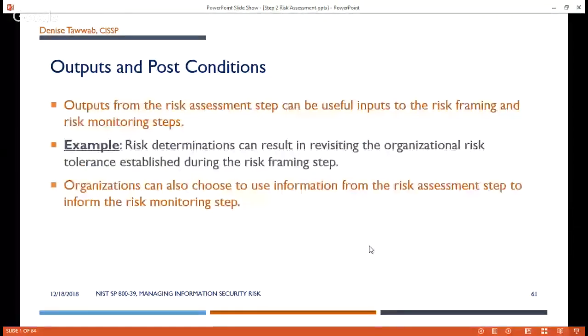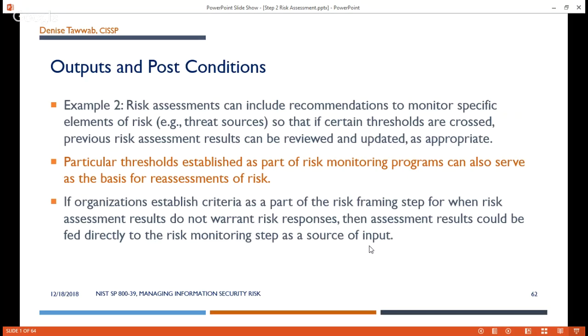Outputs from the risk assessment step can be useful inputs to the risk framing and to the risk monitoring steps. For example, risk determinations can result in revisiting the organization's risk tolerance established during the risk framing step. Organizations can also choose to use information from the risk assessment step to inform the risk monitoring step. For example, risk assessments can include recommendations to monitor specific elements of risk, for example, threat sources, so that if certain thresholds are crossed, previous risk assessment results can be reviewed and updated as appropriate.